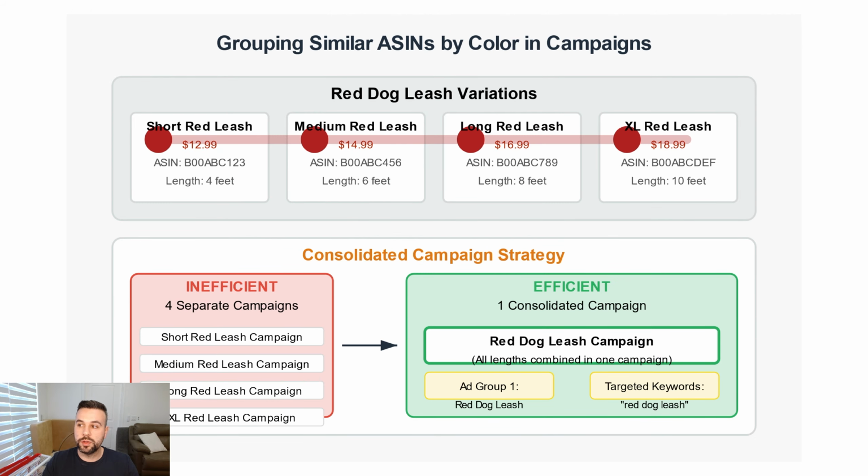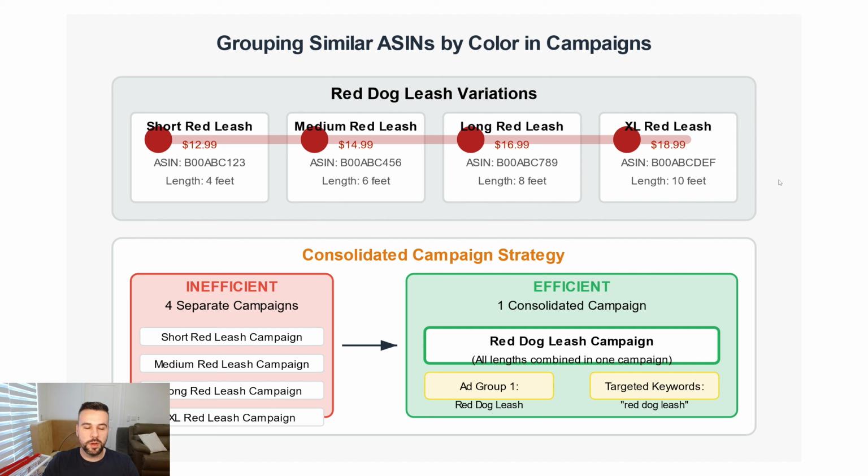Next, what else can we do? So you saw in my initial slide that the dog leash had multiple colors, but then for each color, it had multiple sizes. Okay, so we don't need to get that granular where we split out sizes and color and we have a million campaigns going. What you can do is you can create groupings. So for all the red leashes, doesn't matter what size, we're going to combine them all into one campaign. So you can see here that we have the short red leash, medium red leash, long, extra large, you get the point. So inefficient would be creating 4 separate campaigns for each leash.